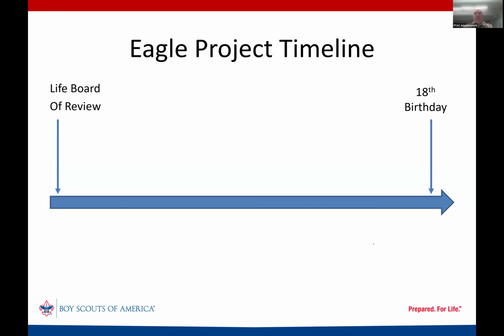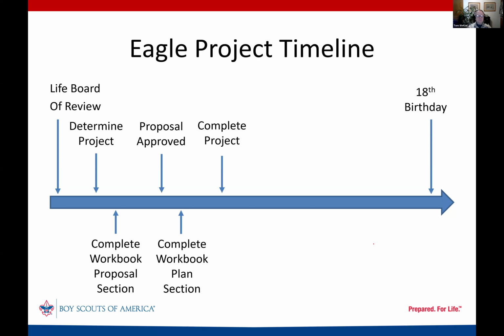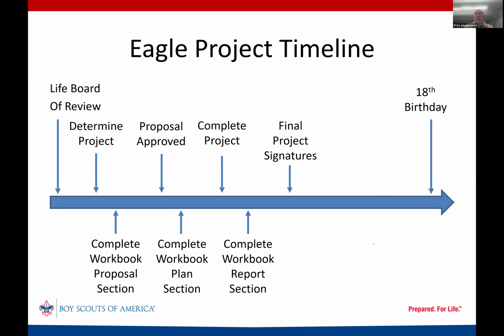Okay, so in terms of our Eagle Project timeline, thinking specifically about the project, we begin by determining the project, completing the proposal section in the workbook, getting that proposal approved, and completing the planning section. Then at this point we're able to complete the project. Then there's a report section in the workbook. So there's a whole lot going on in this workbook. After that's done, we get all the final project signatures. That's the main thing in terms of the project.